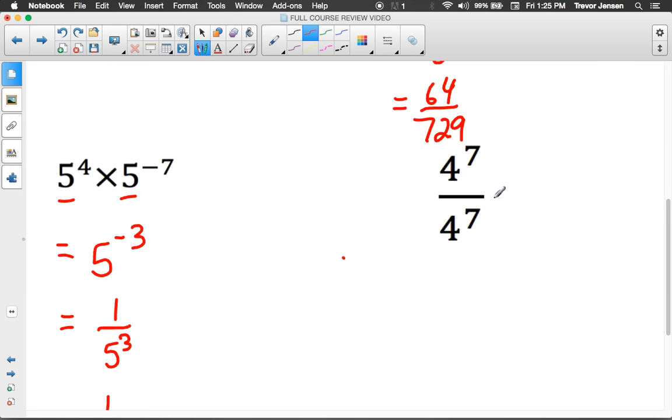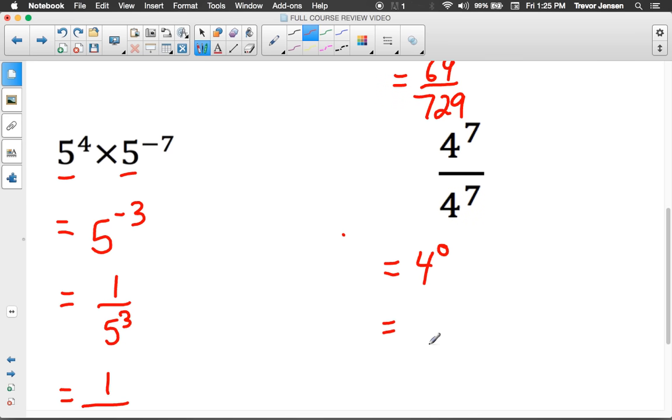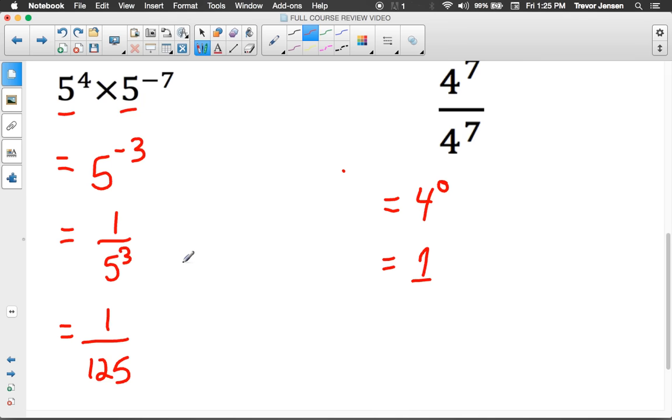How about here? I have quotient of powers. So what I have to do, I can rewrite it as a single power by keeping the base and subtracting the exponent. 7 minus 7 is 0. And remember, anything to the exponent of 0 is equal to 1. And you should notice up here, when you have something divided by itself, that answer is always going to be 1 as well. So think of it either way.